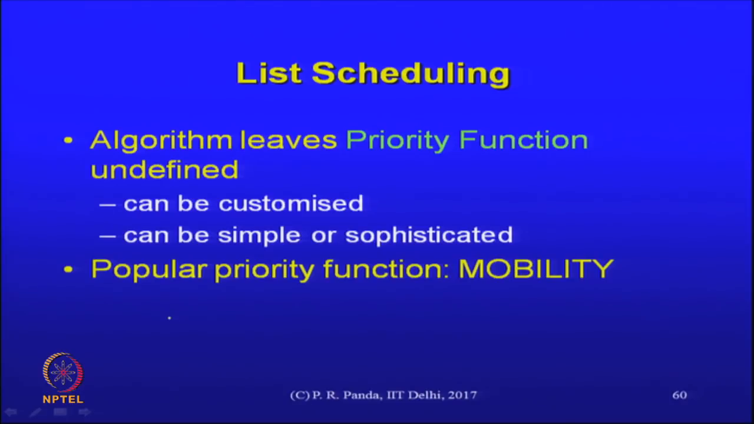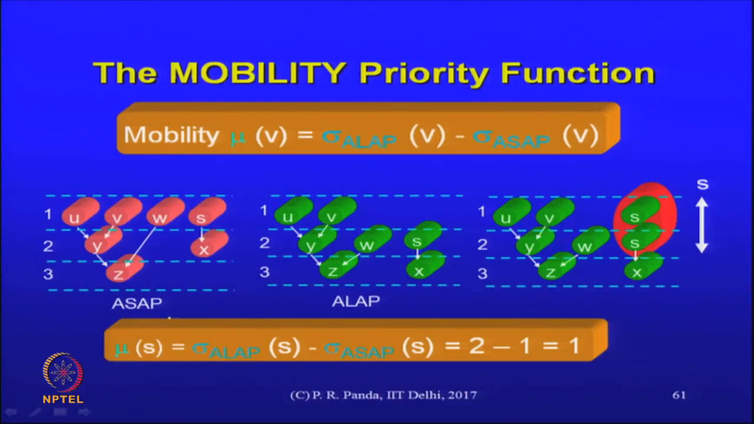So, let us take a look at a popular priority function called mobility. Mobility is just defined for every node as the difference between the ALAP schedule and the ASAP schedule. It is a very intuitive priority function. For a node like S, you see that the ASAP schedule puts S into clock cycle 1, the ALAP schedule puts it into the clock cycle 2.